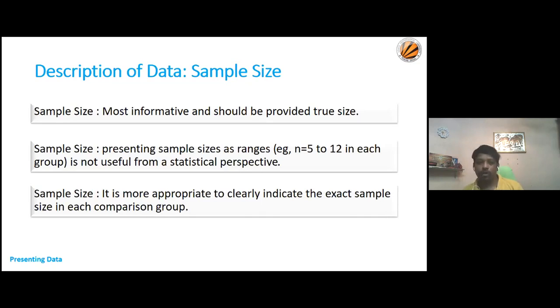Second, what is the problem? What we commonly see is n equal to, for example, 5 to 12. Sample size can never be presented as a range. It does not have any statistical significance. So sample size should not be presented as a range. It should be avoided. And as I said, you should mention the exact number of the sample size in each group in your presentation, in your manuscript or your dissertation.